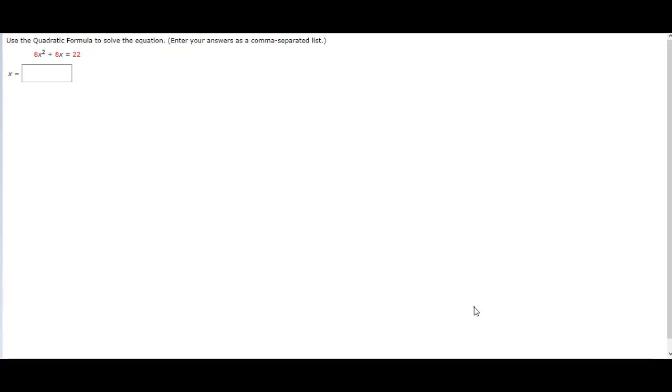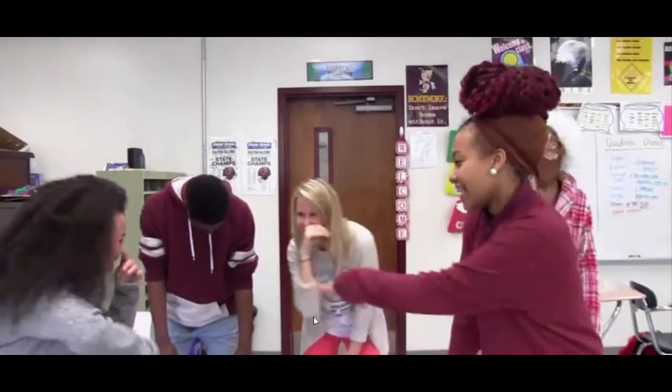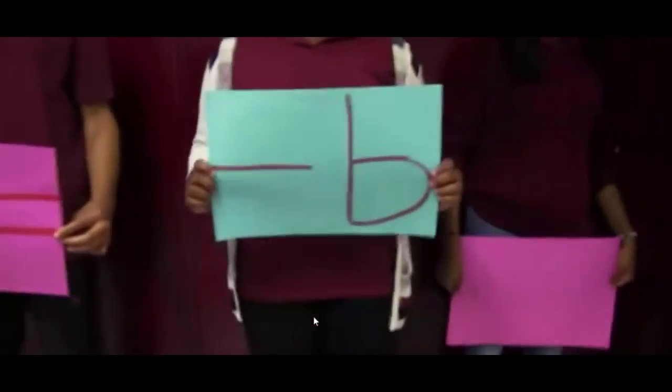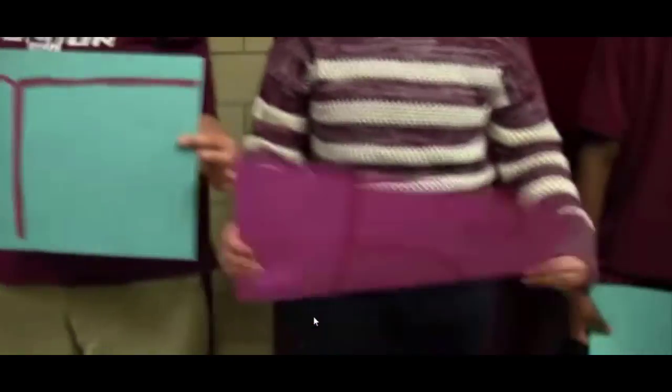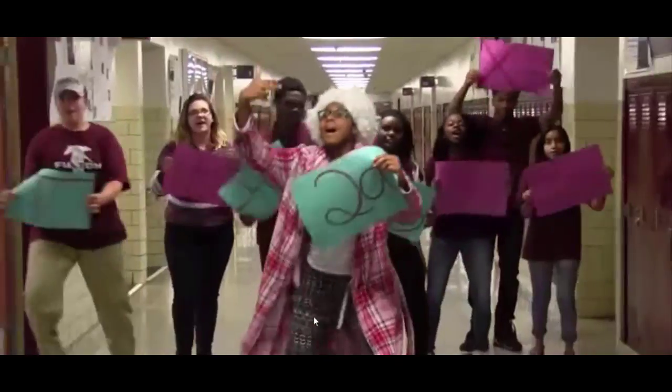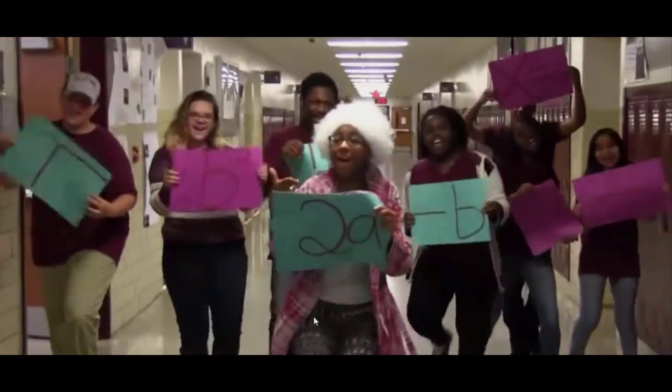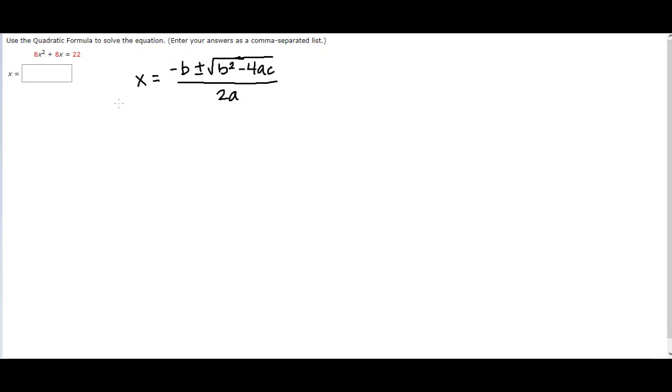So what is the quadratic formula? x equals negative b plus or minus the square root of b squared minus 4ac, divided by 2a. So you can sing it or you can just memorize it, and this is how it's written.